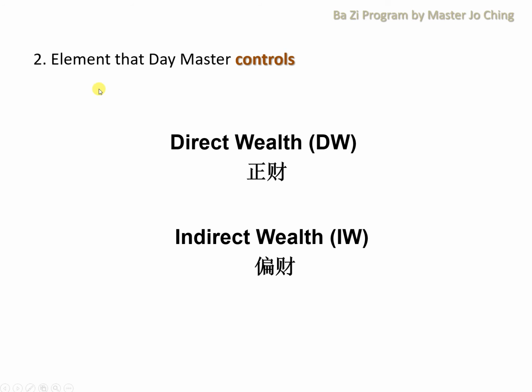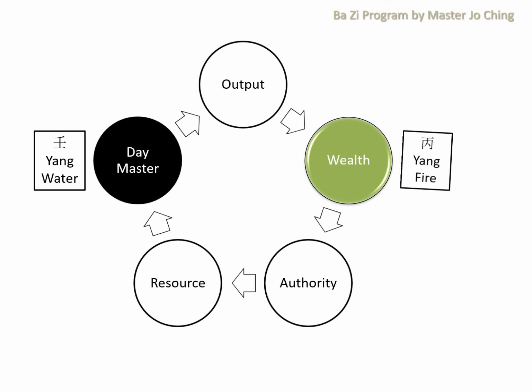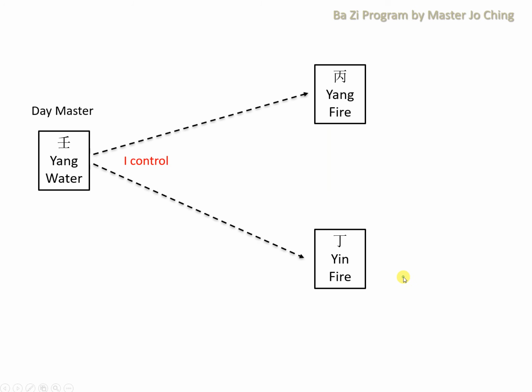Next, the element that the day master controls is known as the wealth star. There are two types, as mentioned. So let's proceed. Day master controls wealth star, the element that day master controls. Again, I'm Ren water, Yang water. My wealth star, whatever I control, is fire, because based on the five element concept, water always controls fire. So let's go to this chart. I'm a water person, a Yang water person. I control two types of fire, Yang and Yin.